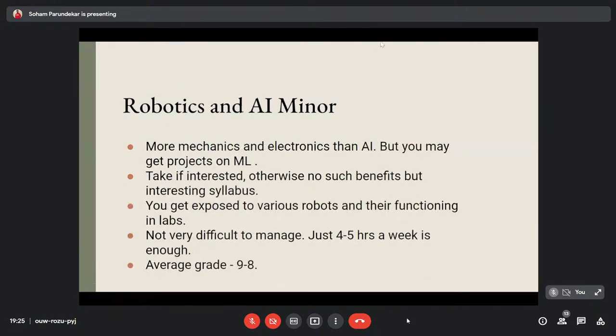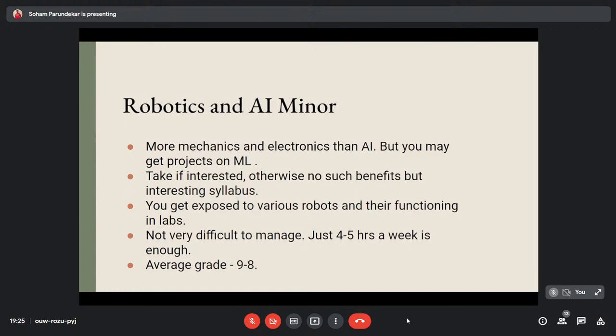As you can see, it's called Robotics and Artificial Intelligence, but it's more robotics, like more mechanics and electronics rather than AI. But the projects you get are machine learning based, and they're very interesting, so you can learn more about those in your projects. And only take this minor if you're interested, not because of your peers, because there's no use of this if you're not interested, because like I said, it's not very useful for internships or placements. Only if you're interested, then you should take this minor. And also in the labs, we get exposed to a lot of different robots, then their functioning and then programming.